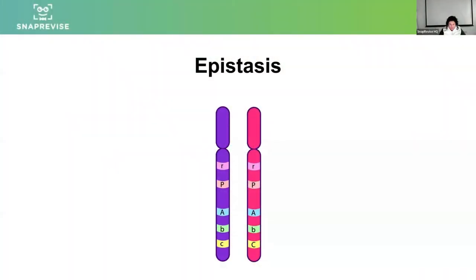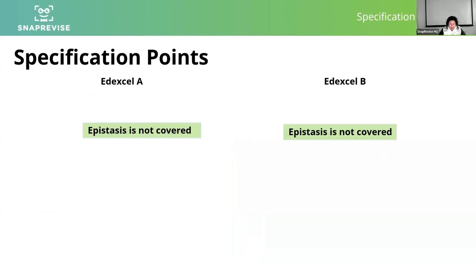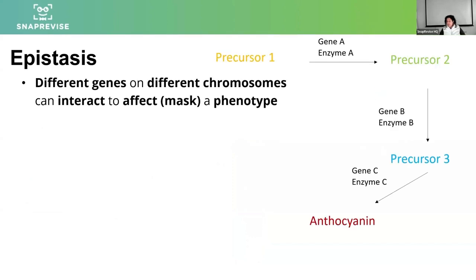What is epistasis? Make a note that epistasis actually is not covered in EdXLB, so don't worry about it. Epistasis basically describes a situation where the expression of one gene can affect the expression of another totally different gene on a totally different chromosome, or rather it can mask the expression of a phenotype from a particular gene.